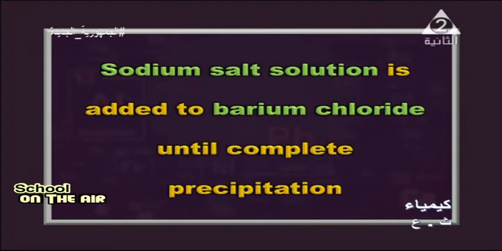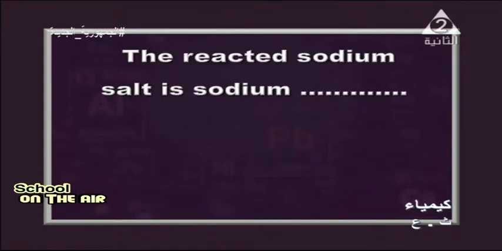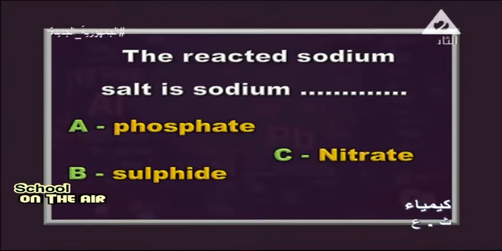Next problem. Sodium salt solution is added to barium chloride until complete precipitation of a white precipitate that is insoluble in dilute hydrochloric acid. Then after filtration and drying of the precipitate, its mass is 2 gram. So the reacted sodium salt is what? Is it phosphate, sulfide, nitrate, or sulfate? If you think about it, yes, it will be sulfate, as the barium sulfate formed is insoluble in dilute hydrochloric acid.